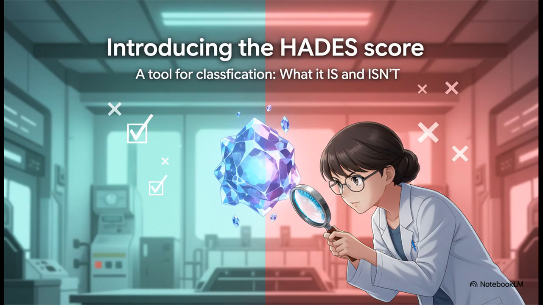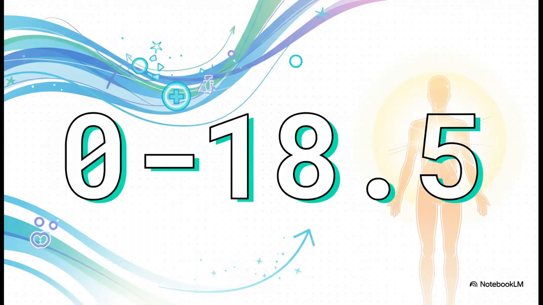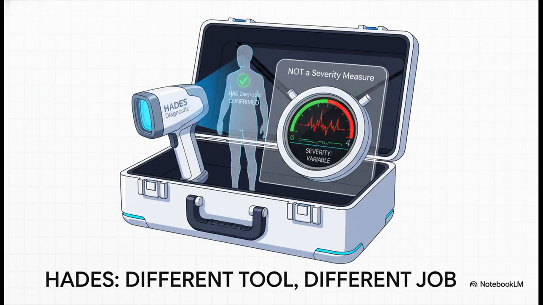Okay, so if you follow HAE research pretty closely, you might have seen a new score pop up in 2025 called HADES. It's super important we clarify what this is and, more importantly, what it isn't. The HADES system gives a score somewhere between 0 and 18.5, and it uses clinical science to predict something very, very specific. And here is the key point. HADES is a tool for diagnosis. It's designed to help doctors figure out the likelihood of HAE before a blood test confirms it. It is not a measure of how severe the disease is. It's a completely different tool for a completely different job.